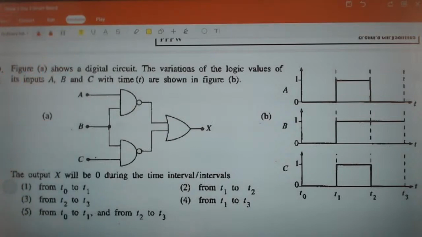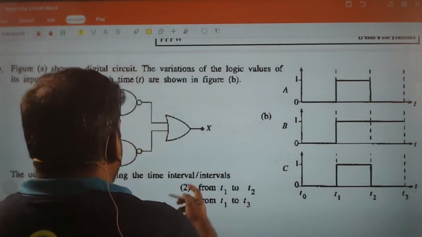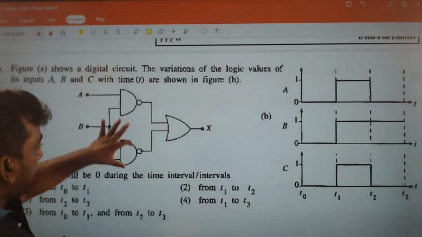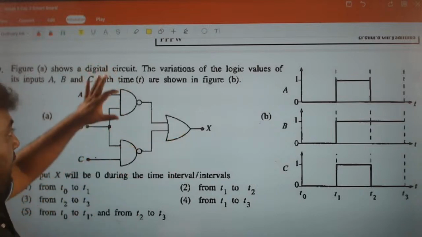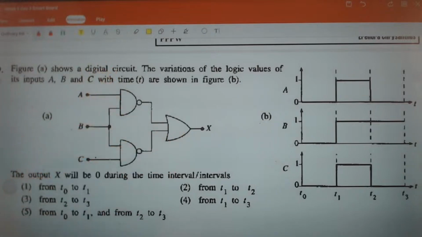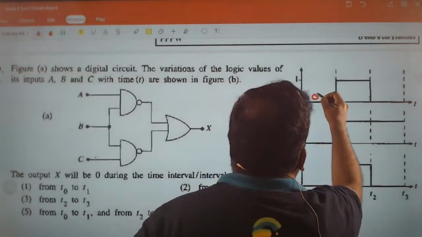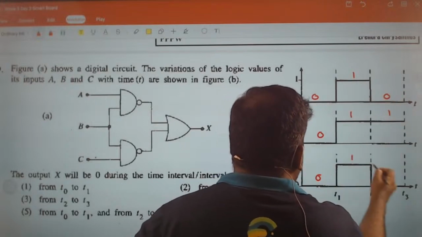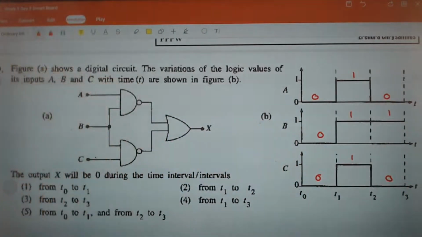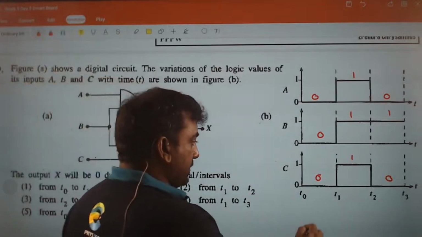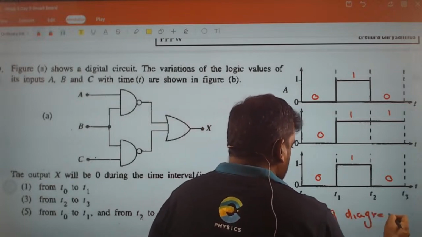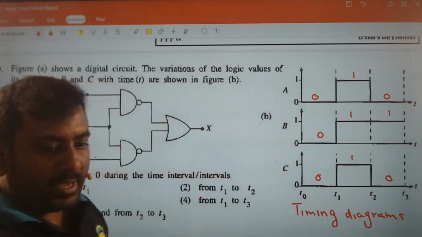Have a look. The figure shows a digital circuit. We call these very basic: NAND gate, OR gate. Variation of the inputs are given: 0, 1, 0, 0, 1, 1, 0, 1, 0. We call this timing diagrams.